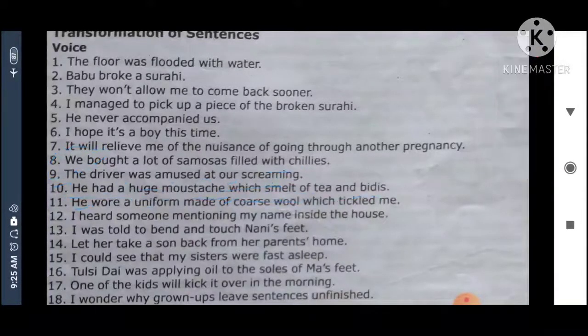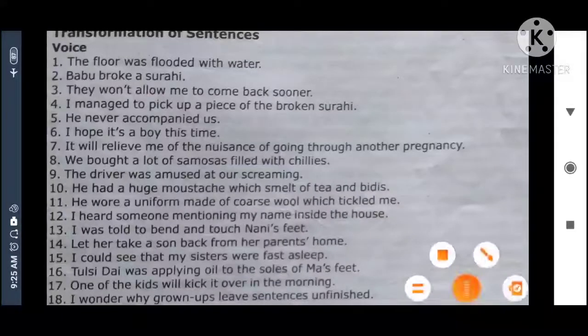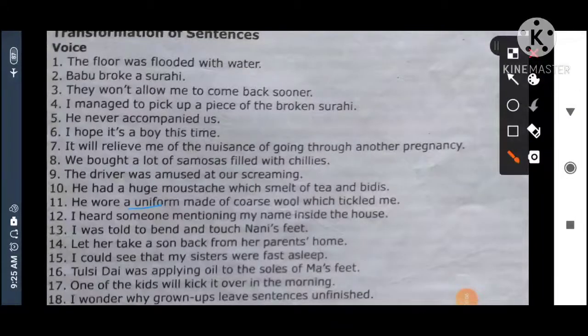He wore a uniform made of coarse wool which tickled me. So your answer is like this: a uniform made of coarse wool which I was tickled, which I, we convert into I, was tickled, was worn by him. थोड़ा कंफ्यूजिंग है ना, क्योंकि यहाँ पे दो वर्ब है, हम दोनों वर्ब को पास्ट में ले जा रहे हैं वापस. Wore your verb, here tickled is also your verb. अब आपको दोनों सेंटेंस को मैनेज करना है. So uniform made of coarse wool which I was tickled. समझ में आ रहा है? Was worn by him.